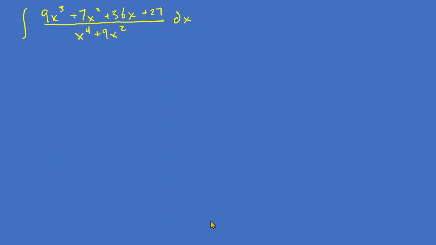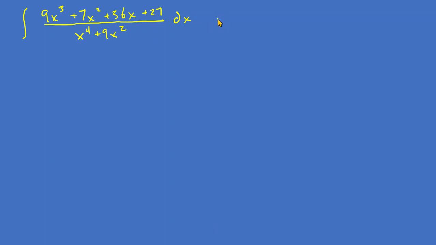If the degree of the numerator is higher than the degree of the denominator. In this example, the degree of the numerator is third degree and the degree of the denominator is fourth degree, so we do not need to do the long division. The next thing that we would want to look at is, can we factor the denominator? If we can factor the denominator, then we want to go ahead and do that.